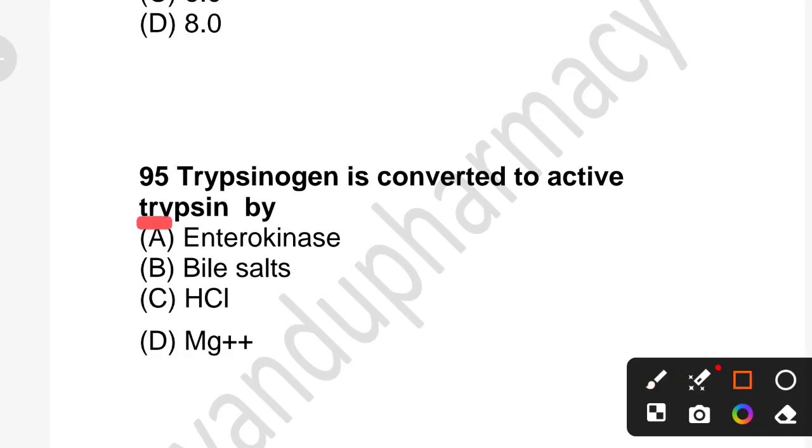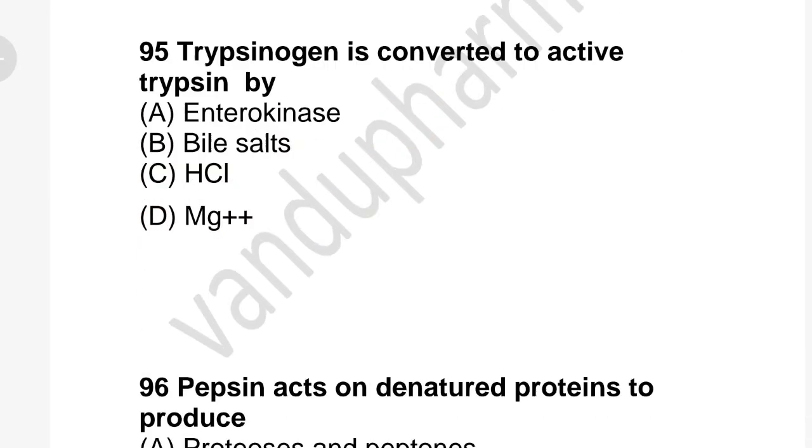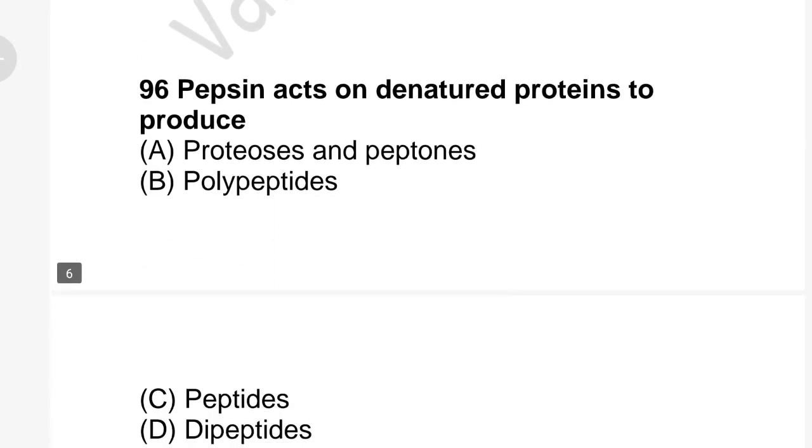Right answer is option A. Pepsin acts on denatured protein to produce option A proteoses and peptones, option B polypeptides, option C peptides, option D dipeptides. Right answer is option A.